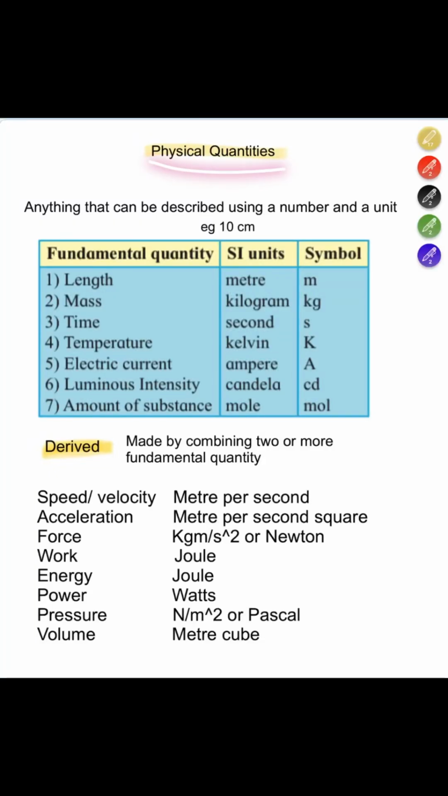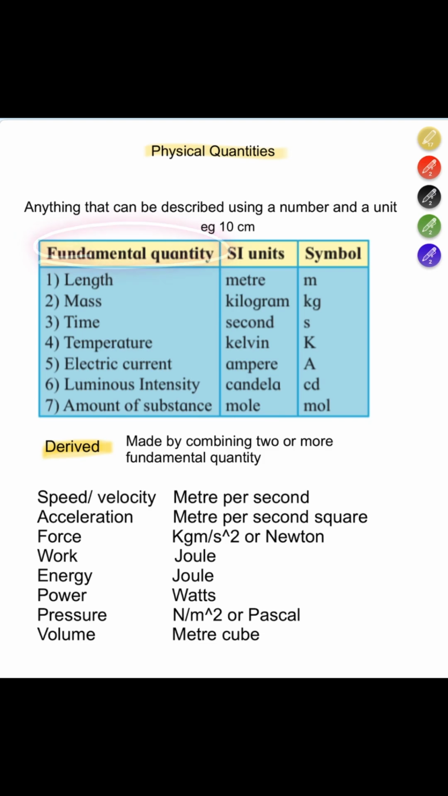Today's topic is physical quantities. So what exactly is a physical quantity? Anything that can be described using a number and a unit is called a physical quantity. So there are two things to look out for, a number and a unit. For example, the length of an object is 10 centimeters. So here the length of the object is described by two things, a number which is 10 and a unit which is centimeters.